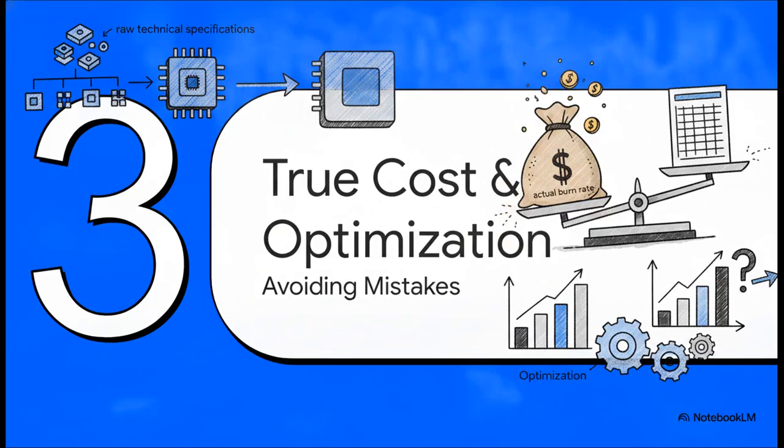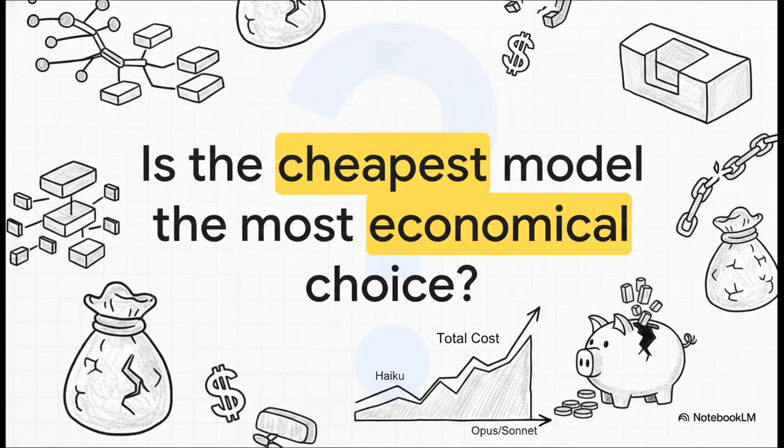All right, moving to section 3, calculating true cost and avoiding mistakes. So looking at a neat little pricing sheet is one thing, but calculating your actual real-world burn rate is a completely different story. So I want to ask you a very direct question. Is the cheapest model actually the most economical choice? Now, your immediate instinct is probably to say, well, yeah, Haiku is cheaper. But in the world of AI architecture, falling for that logic can literally bankrupt your project.